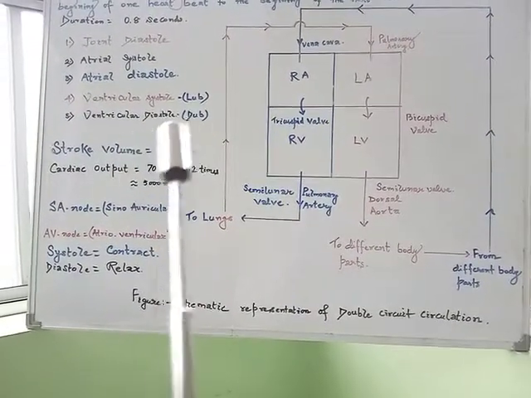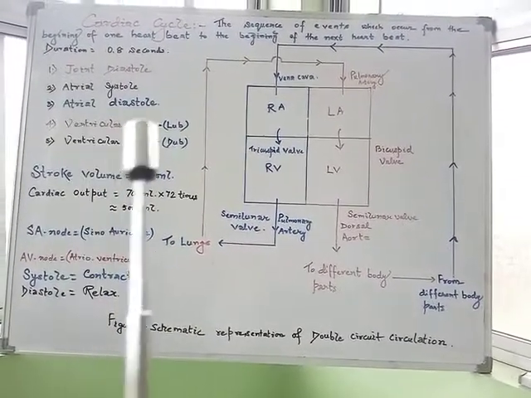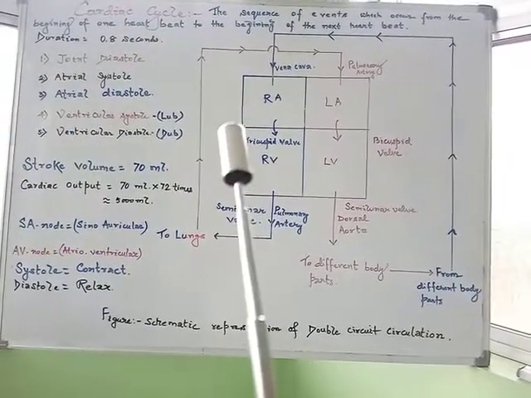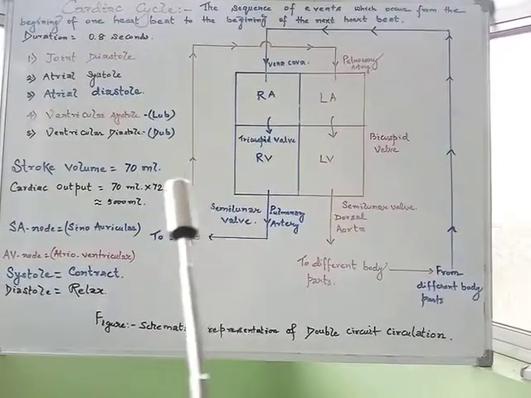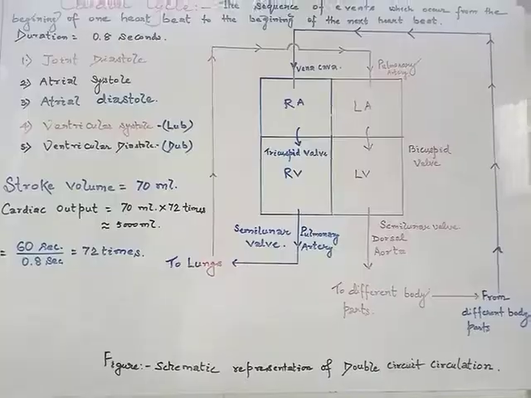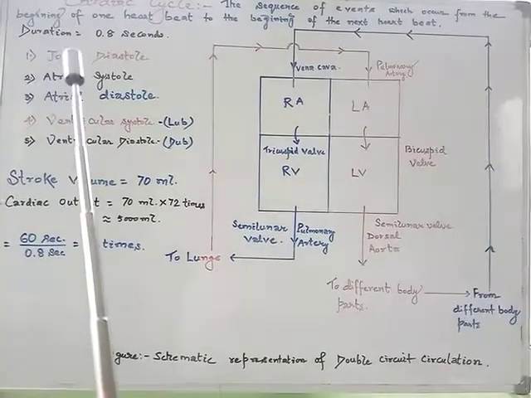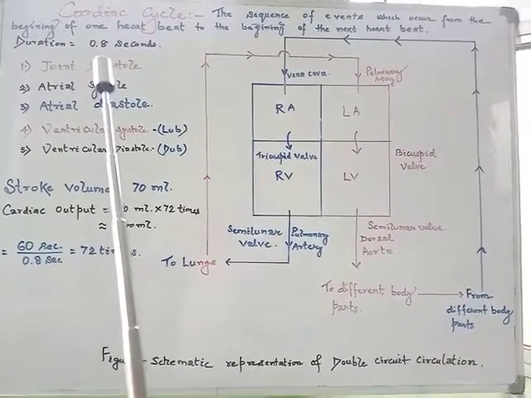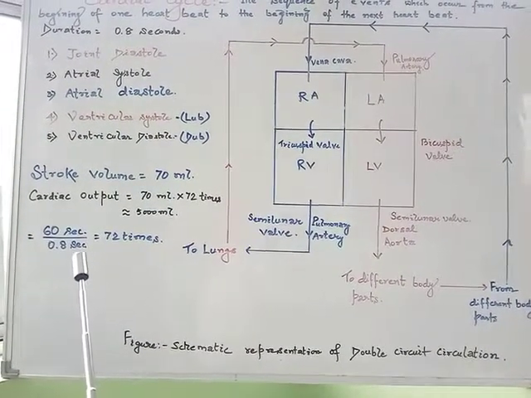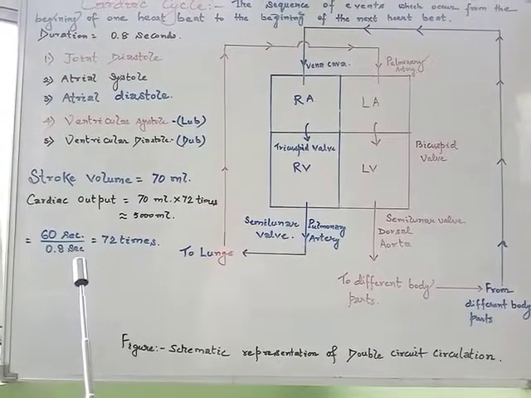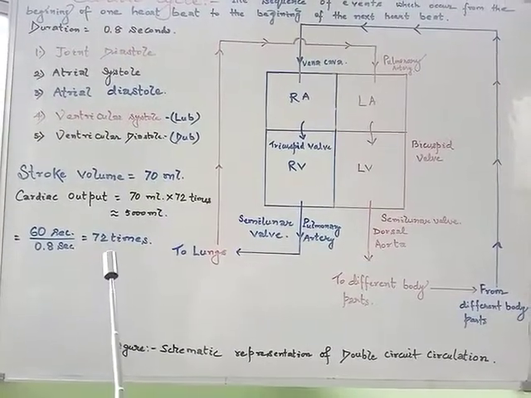Again, after the ventricular diastole, the heart undergoes the joint diastole, followed by the atrial systole, again followed by the atrial diastole, followed by the ventricular systole, and again the ventricular diastole. Like this, the cycle is repeated again and again. So we may calculate the heartbeat. We know that each cardiac cycle lasts for about 0.8 seconds, and in a minute there are 60 seconds. We divide 60 by the duration of each cardiac cycle, so we get approximately 72 heartbeats per minute.